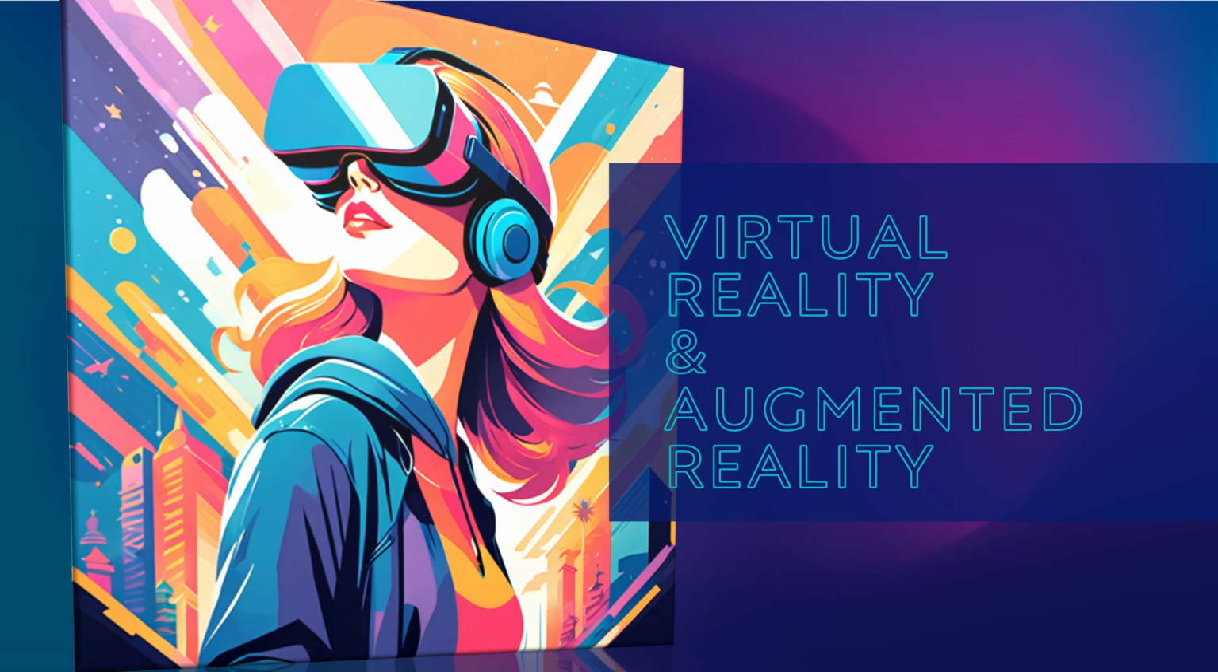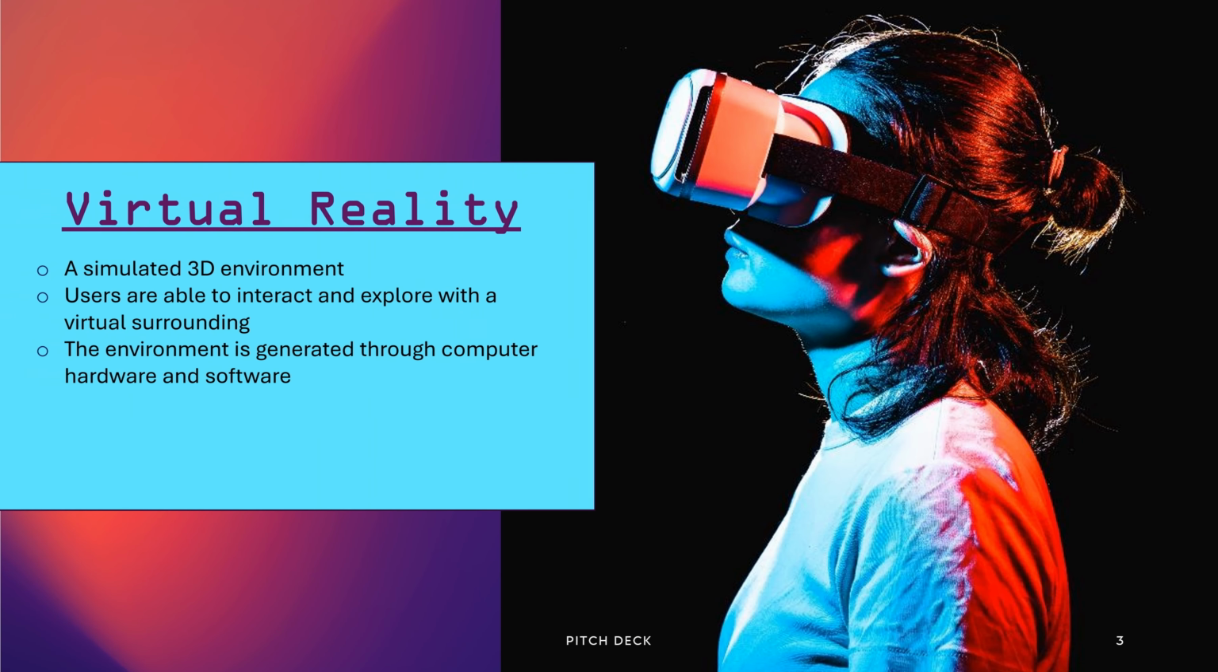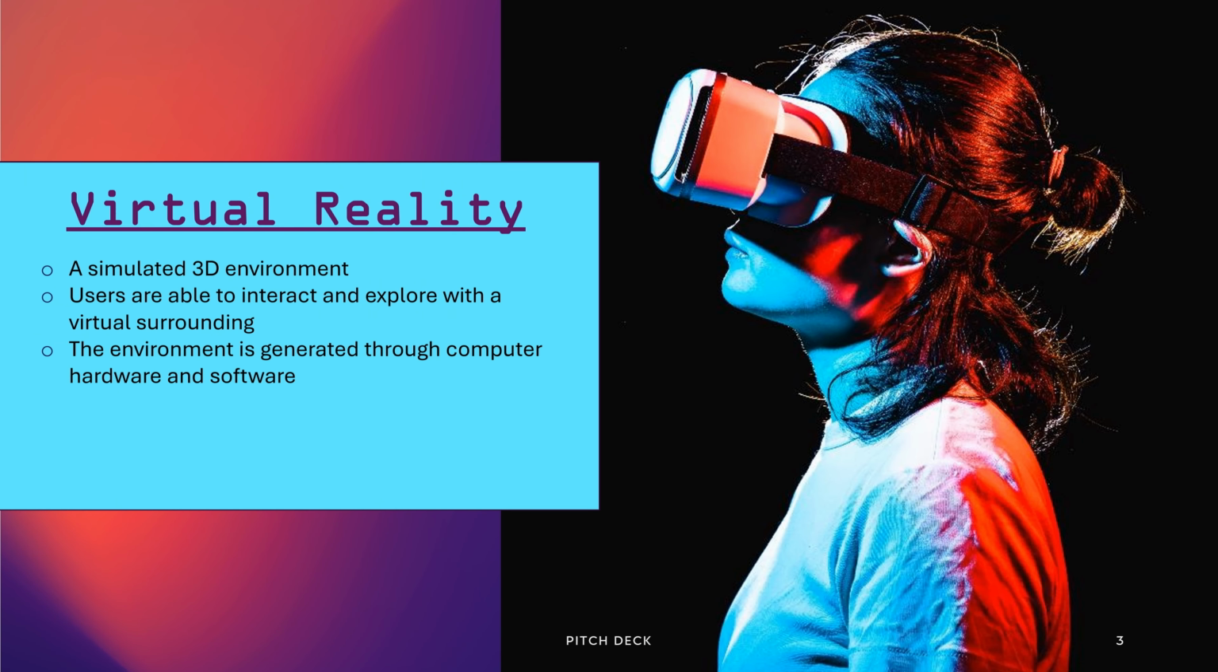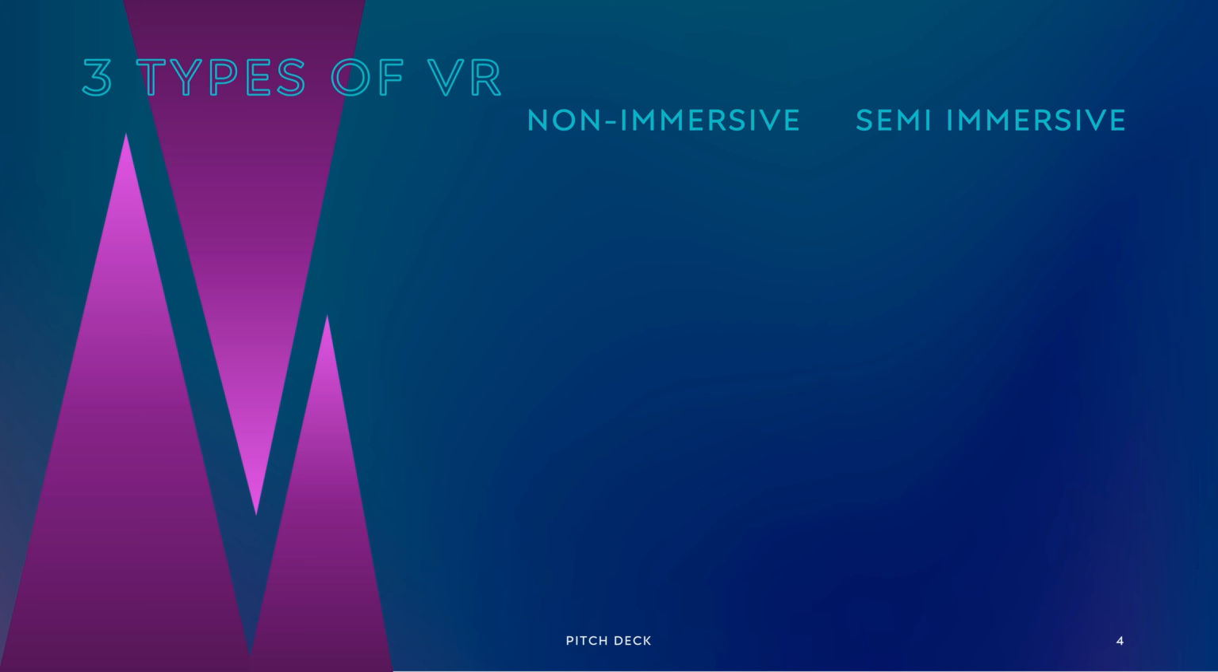Virtual reality and augmented reality. Virtual reality is a simulated 3D environment where users are able to interact and explore with a virtual surrounding. The environment is generated through computer hardware and software. Now, there's actually 3 types of VR: non-immersive, semi-immersive, and fully immersive virtual reality.